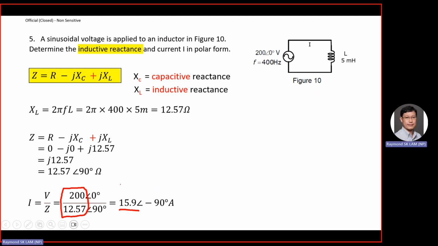Okay, and then as I mentioned just now, for the angle of a complex number, what you do is the angle on top minus the angle below, so you have minus 90 degree here.